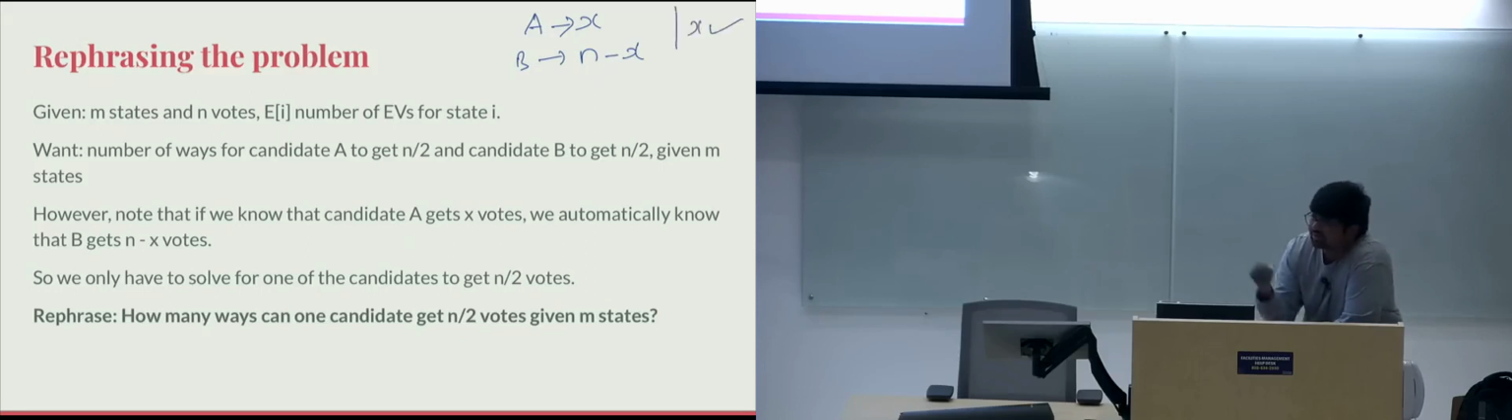Yeah. So the subproblem can be, instead of solving for both of them, we can just solve for one of the candidates. And if they are going to tie, then this x should be nothing but n by 2. Make sense? So we are only going to see how many ways we can assign n by 2 votes to A, because if you assign n by 2 votes to A, B is also going to get n by 2. Make sense? Okay.